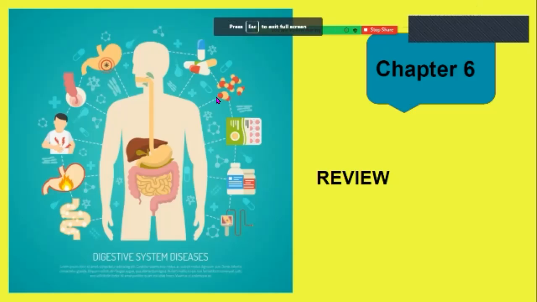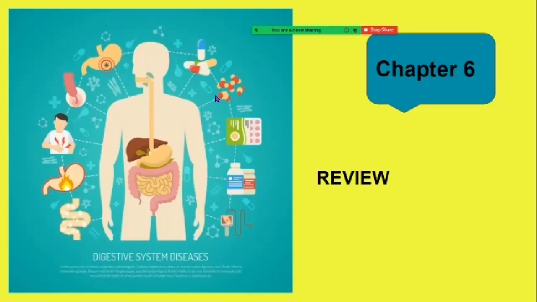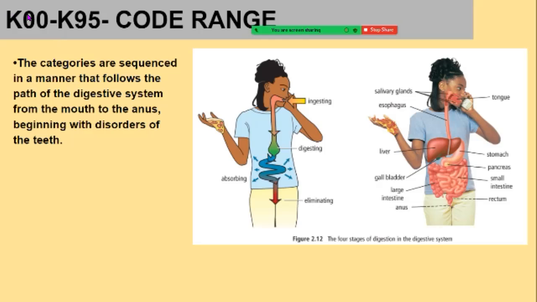So we're reviewing chapter 6. And we're going to be talking about a couple of different systems here. The first system is going to be the digestive system. K00 through K95 is our code range. The categories are sequenced in a manner that follows the path of the digestive system from the mouth to the anus, beginning with disorders of the teeth. So the digestive system goes from the teeth, the mouth, and straight down to where you eliminate. So that is what you're talking about when you're talking about disorders of the digestive system.